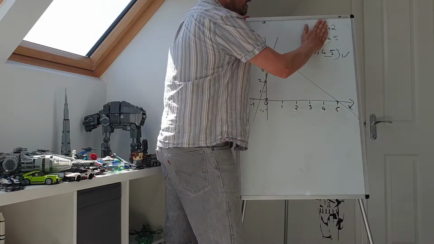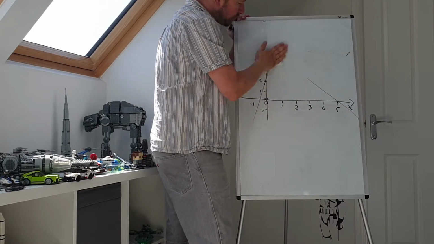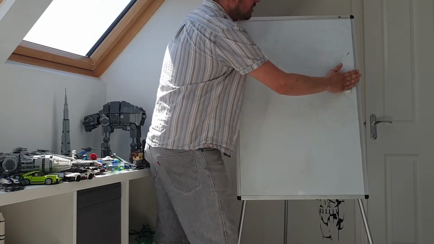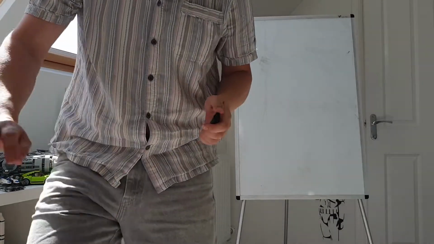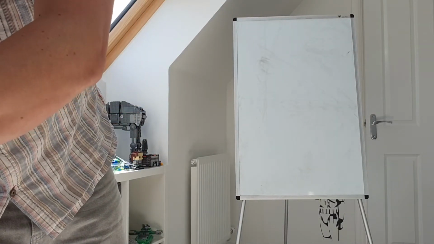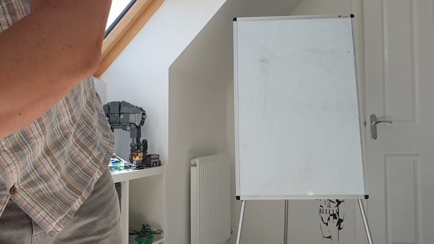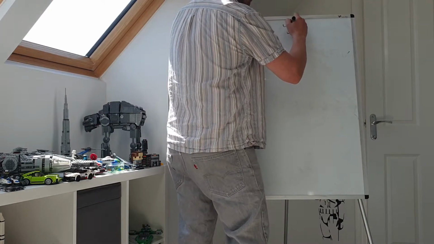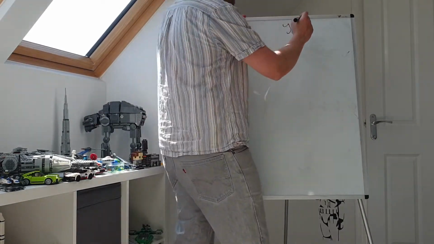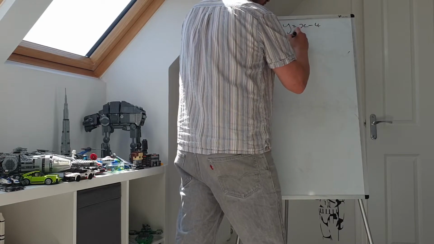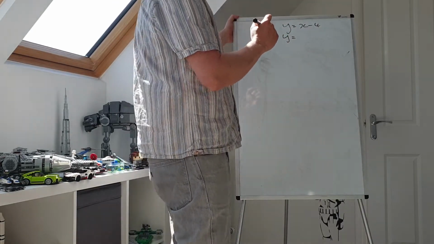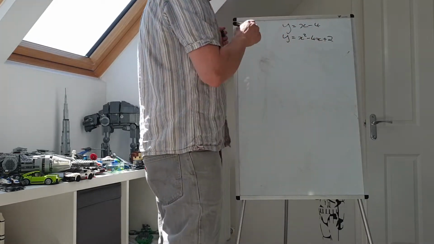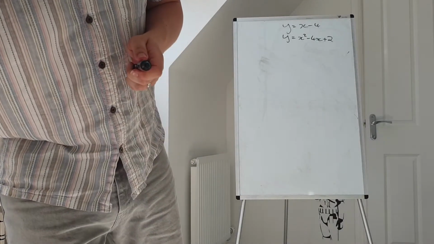Now what we're going to have a look at here is when we've got a linear equation and a quadratic equation. And remember the quadratic equations from the lessons that we've done previously are curves. So the next example that we're going to do is to solve y equals x minus 4 and y equals x squared minus 4x plus 2. Okay.